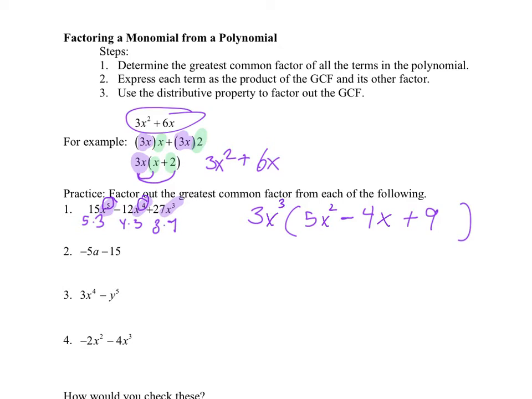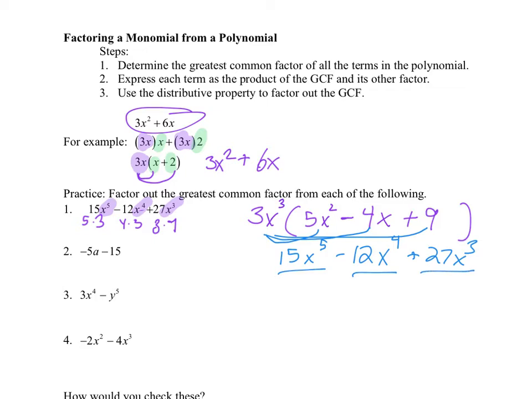All right, so let's double check this. I multiply these. I have 15x to the 5th minus, and I multiply these two, 12x to the 4th, plus, and when I multiply the last one times 9, I have 27x cubed. And I look back over here. I'm going to erase this so you can see it a little better. Sure enough, 15x to the 5th minus 12x to the 4th plus 27x cubed. So there we have it.